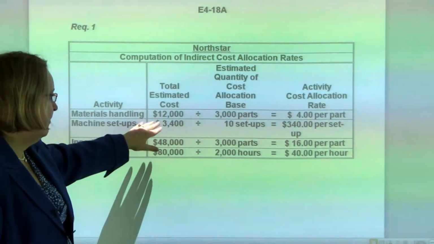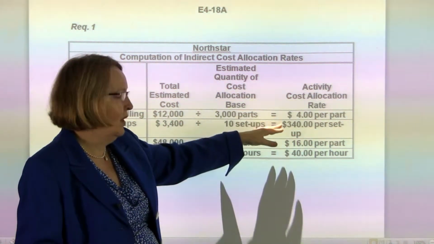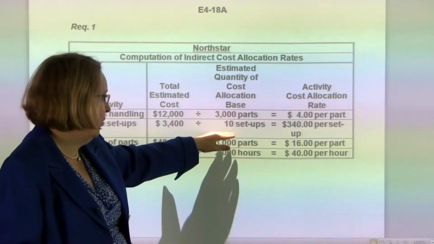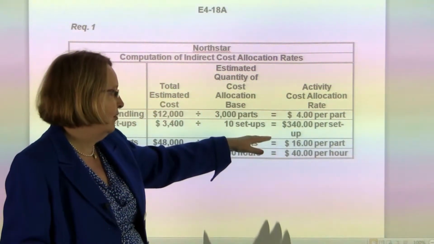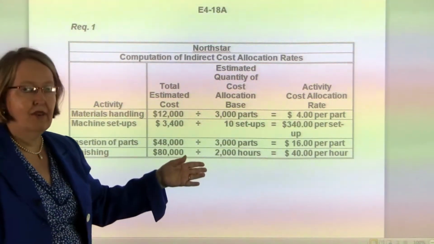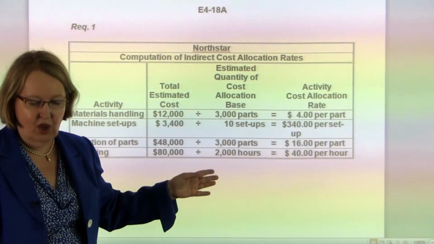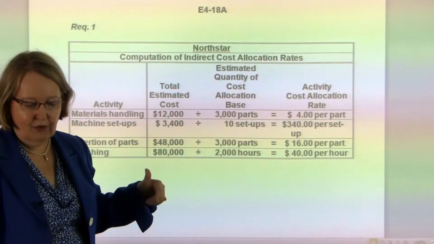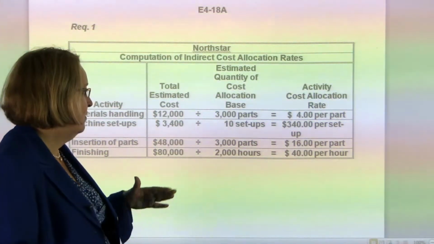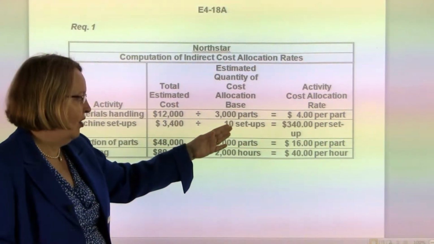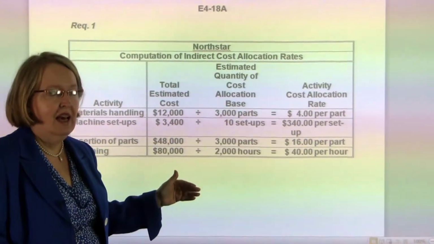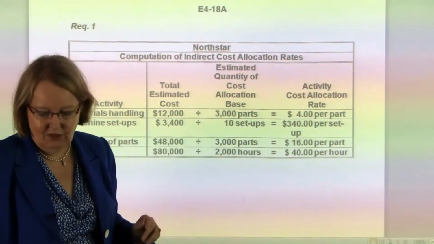All we're doing here is using this allocation base. You take your cost and divide by the allocation base to come up with a rate per activity. So for setups, divided by the total number of setups, it's $340 per setup, and so on. Now that we have our rate for each of these activities, for the two jobs that this company is working on, we are going to assign the overhead costs using these rates and the actual activity used by each of these two jobs.